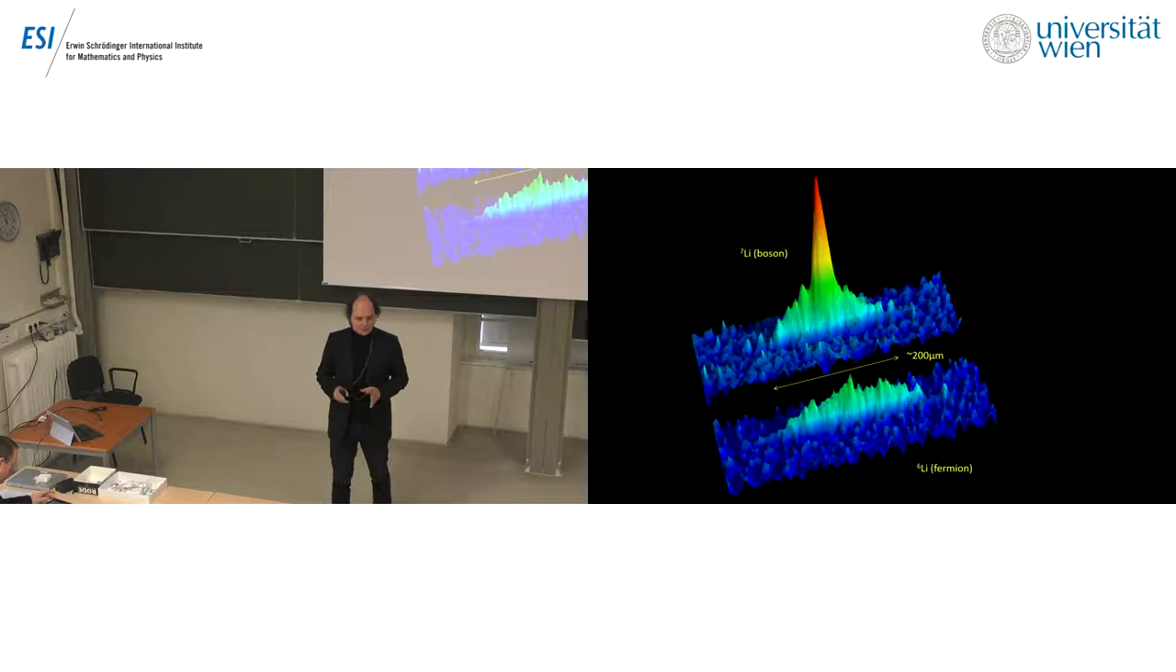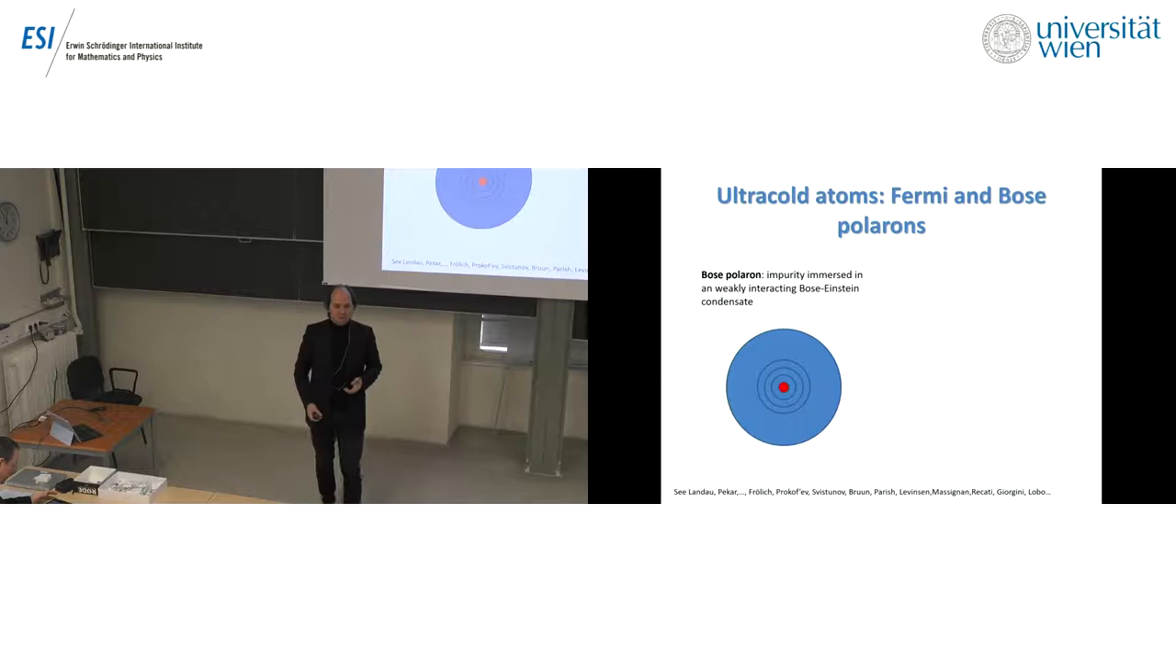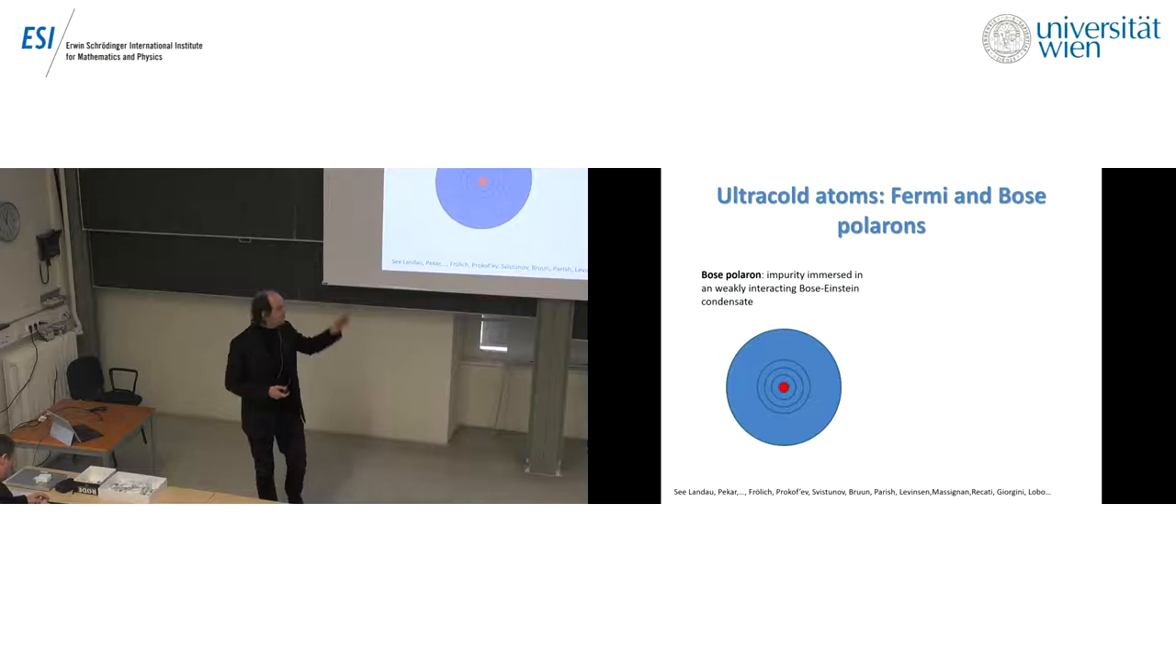And for instance, in the context of polaron physics, let's take the Bose-Einstein condensate and put a few fermions inside it. In this case, you realize a system which is called the Bose polaron, which is very similar to what you have in condensed matter, where the impurity dresses with a cloud of phonons, which are the low-lying excitations of a Bose-Einstein condensate. So I will not discuss very much this topic, because it will be the subject of Jan Alt's talk right after mine.